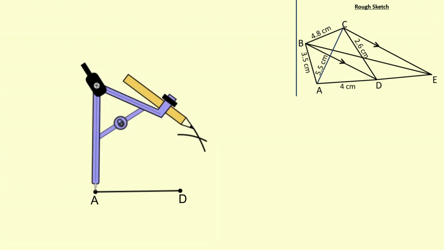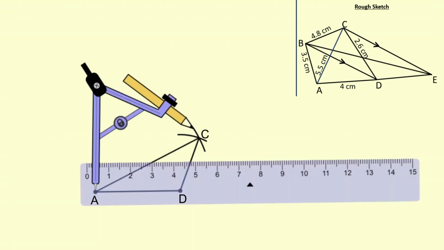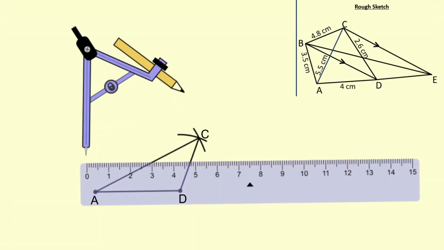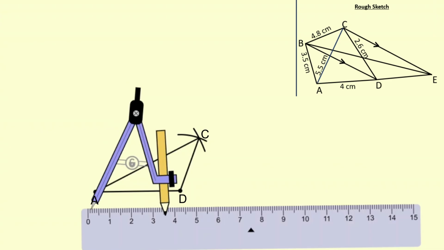Okay, and let me join this. And this is point C. Now you can make point B because you know AB and BC. Length of AB is 3.5, so I'll make 3.5 arc radius in my compass again.